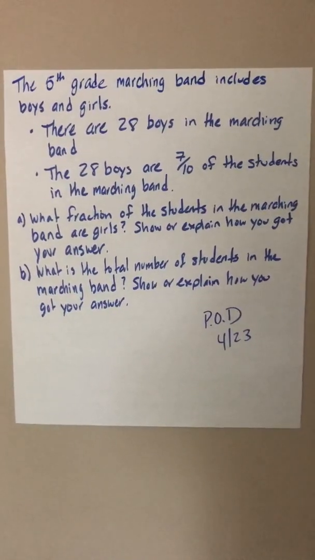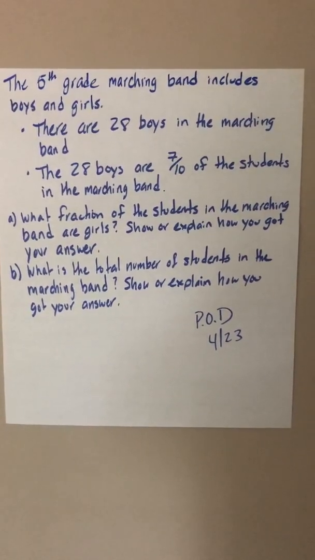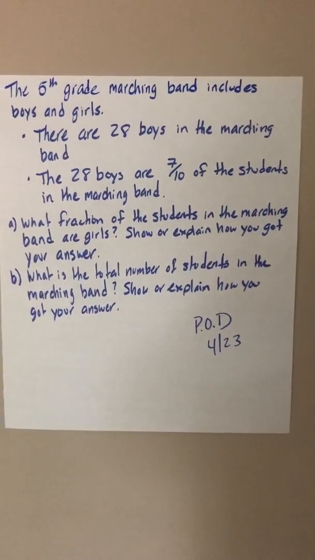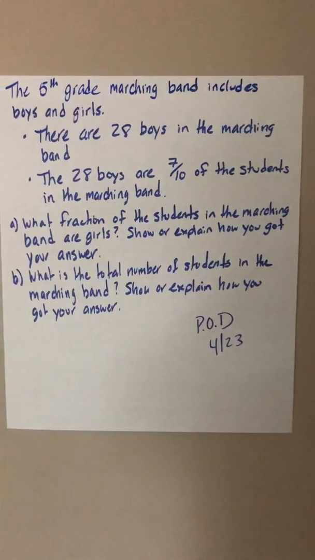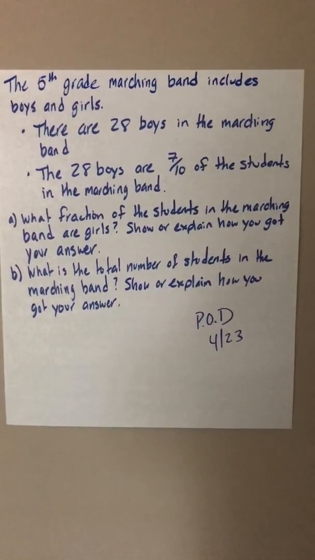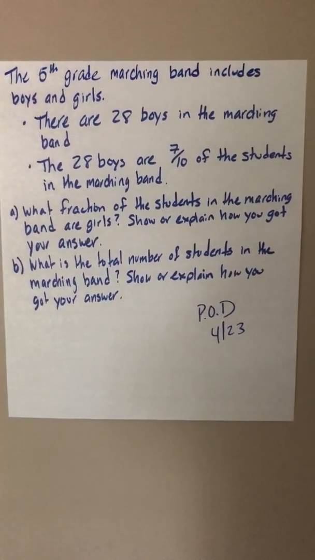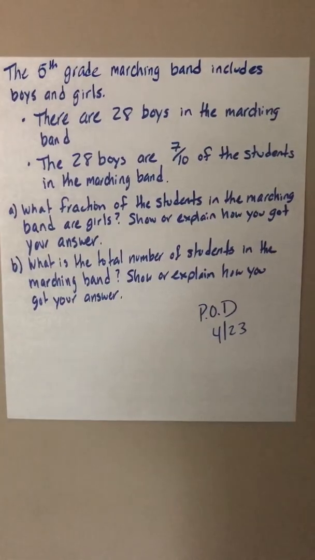So it said the 5th grade marching band includes boys and girls. There are 28 boys in the marching band. The 28 boys are 7/10 of the students in the marching band. Part A, what fraction of the students in the marching band are girls? Show or explain how you get your answer. Part B, what is the total number of students in the marching band? Show or explain how you get your answer.